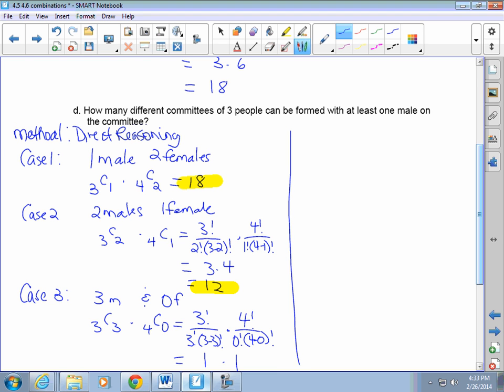Method 2 is indirect reasoning. So that's indirect reasoning. In the first method I broke it apart into each of the possible cases. In indirect reasoning, what I do is look at, okay, what is my total committee? What could that be? Well, my total committee is equal to 7 choose 3, which I calculated before was 35.